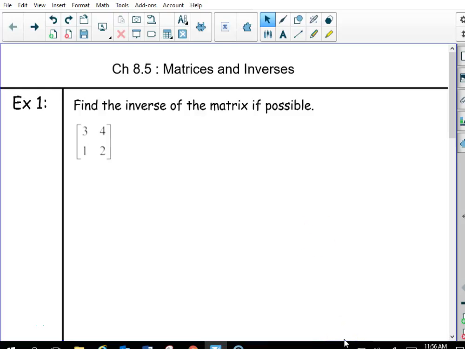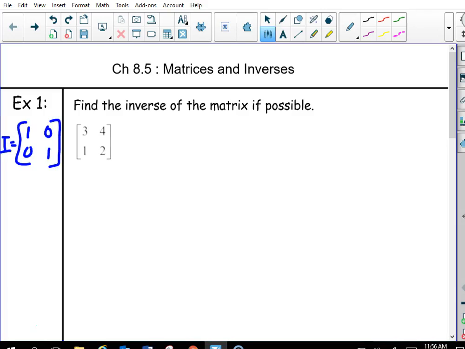Okay, now we're working on matrices, specifically inverses. And if you read the book, hoping you did, then our inverse matrix for a 2 by 2, and by the way, we can only get inverses on square matrices, is the matrix 1, 0, 0, 1. If we multiply any matrix by that, then we'll get the original matrix back.